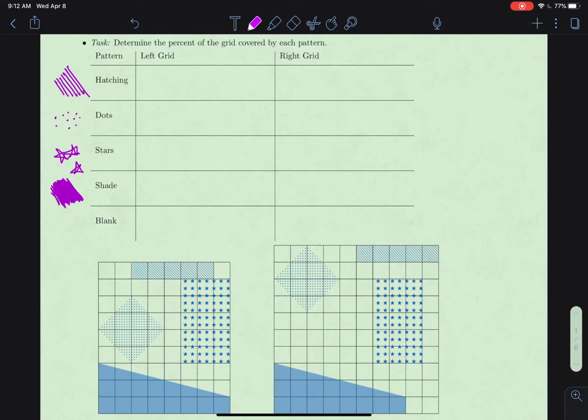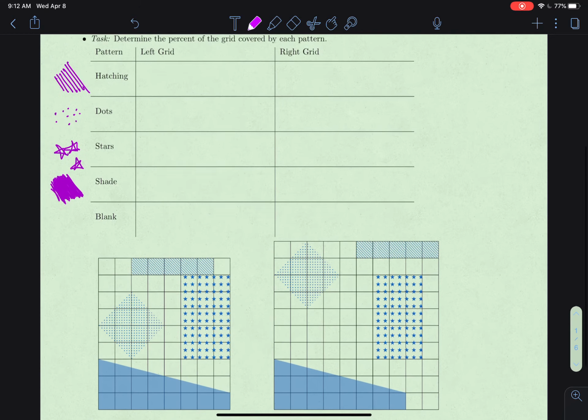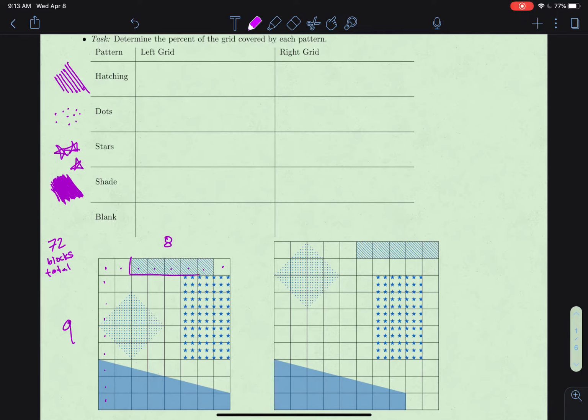Alright, the next thing to do is to know how big the whole is. So let's work with the left grid first. And this left grid has 1, 2, 3, 4, 5, 6, 7, 8, 9. That's 9 by 1, 2, 3, 4, 5, 6, 7, 8 by 8. So there's 72 blocks total. So that's not 100, but that's what our whole is. Our whole is 72.